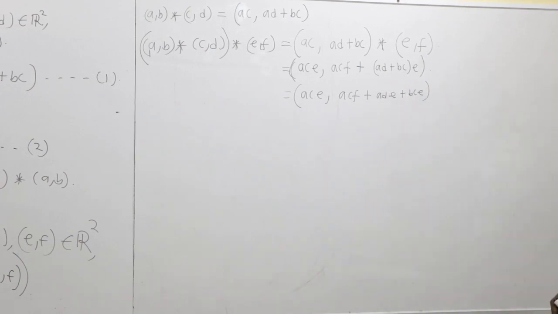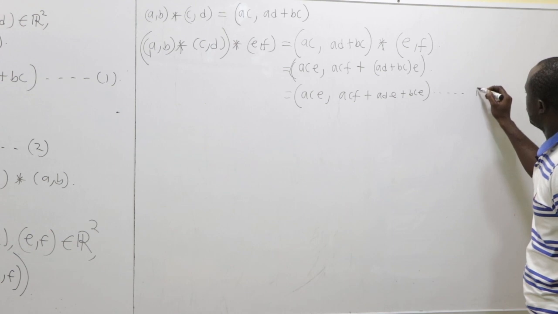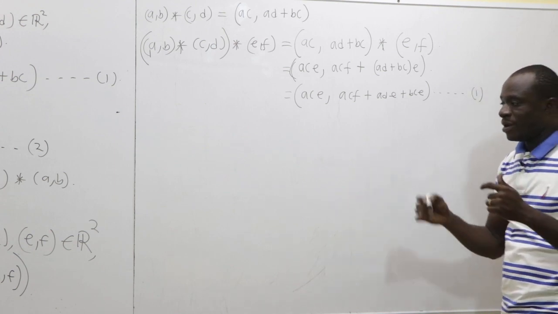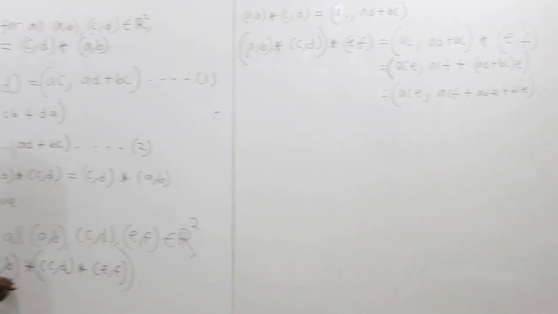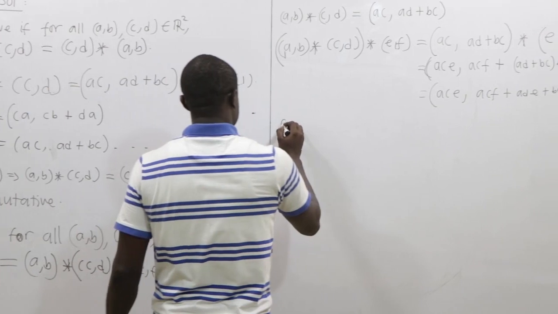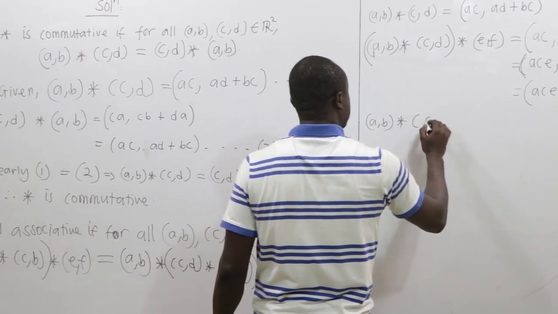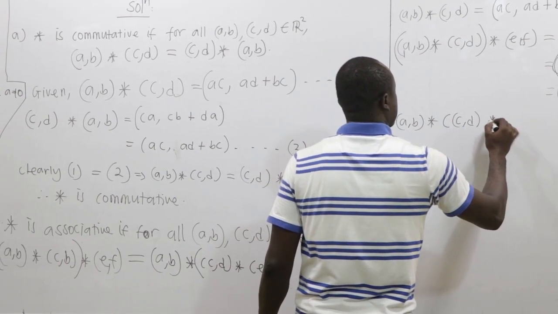Expanding this would give us that. Now let's call this equation 1. Now let's also consider the right hand side, which is (A,B) star (C,D) star (E,F).